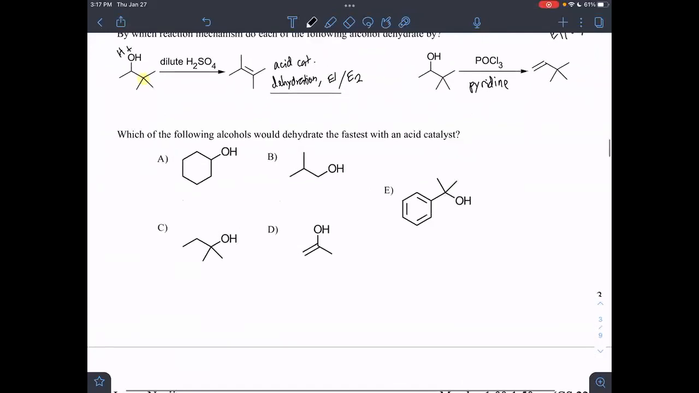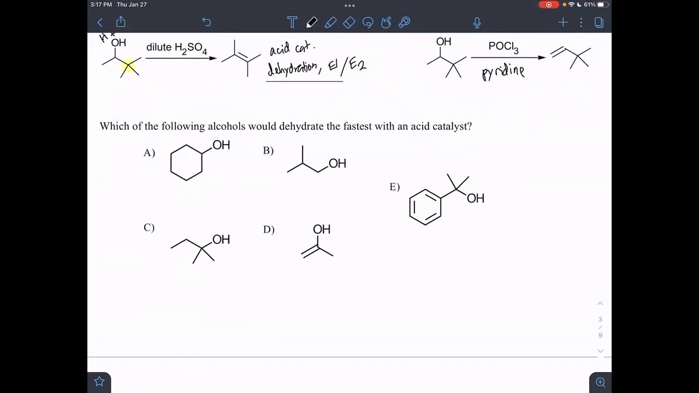But this question: which of the following would dehydrate the fastest with an acid catalyst? What do you think you would look for with a question like this?